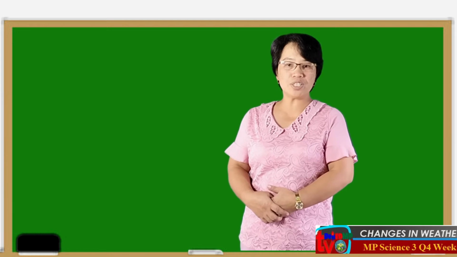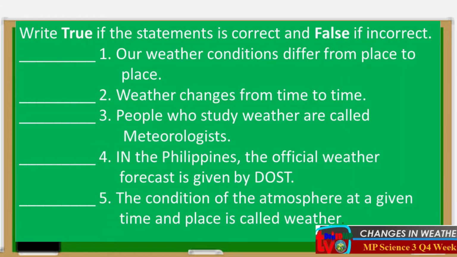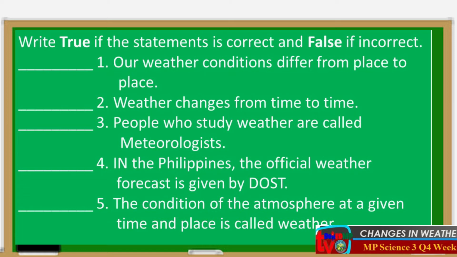Now that you learned how weather changes, let's go to what's more. Write true if the statement is correct and false if incorrect. Number 1, our weather conditions differ from place to place. Number 2, weather changes from time to time. Number 3, people who study weather are called meteorologists. Number 4, in the Philippines, the official weather forecast is given by DOST. Number 5, the condition of the atmosphere at a given time and place is called weather.